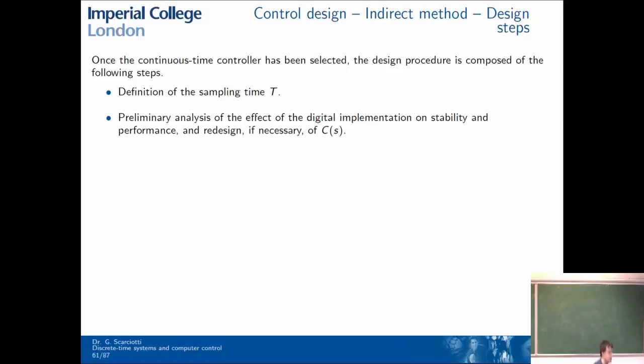Now we want to discretize this controller. How do we do this? First of all, we have to select the sampling time of our controller, or our discretized controller. And we want to have a study of the preliminary effects of the discretization. In case this preliminary study says, look, your controller cannot work, then we have to redesign the controller.